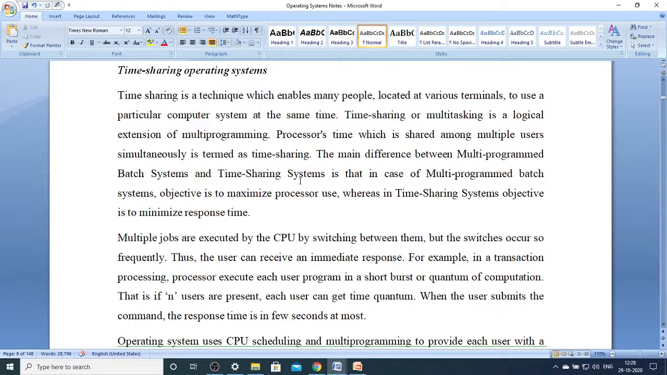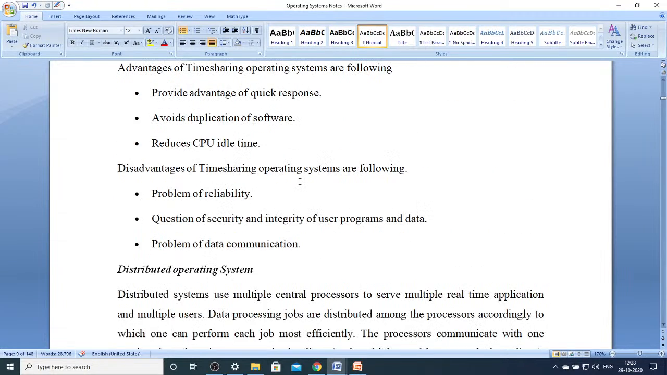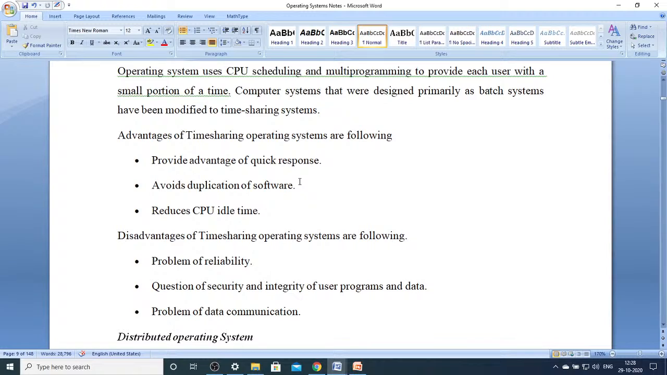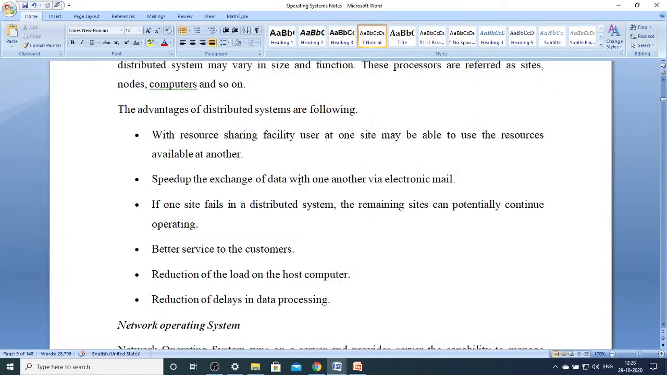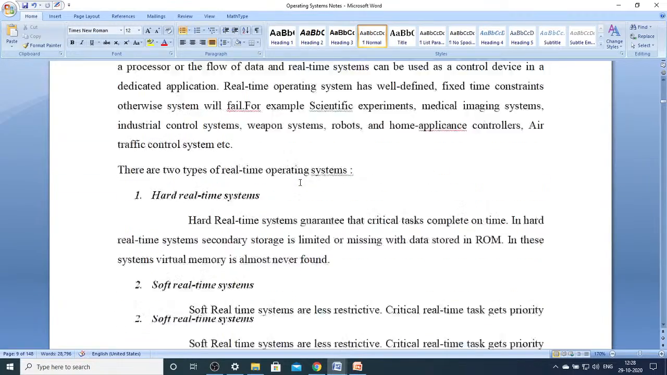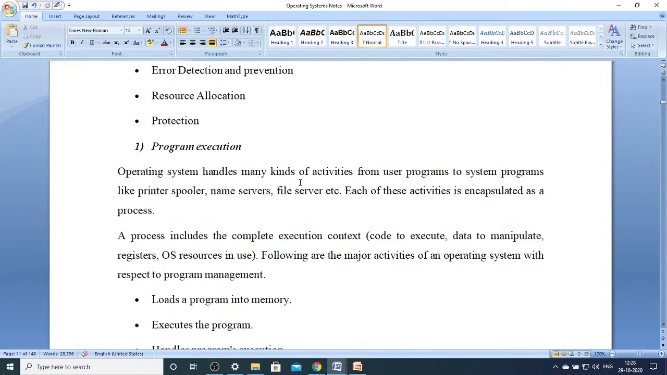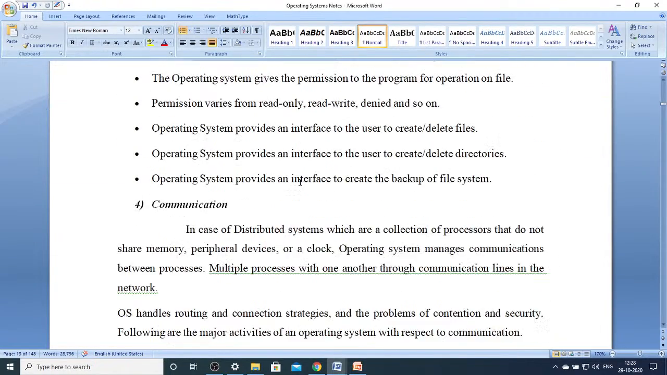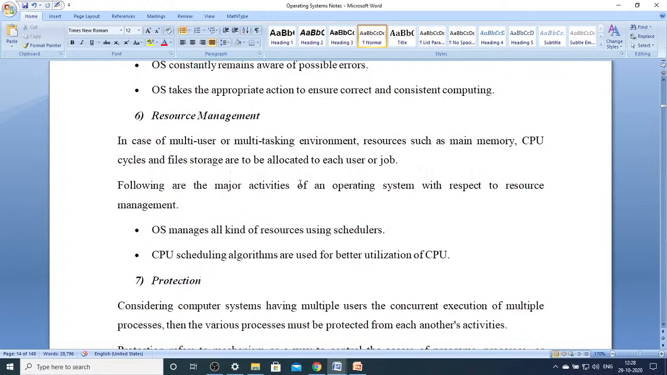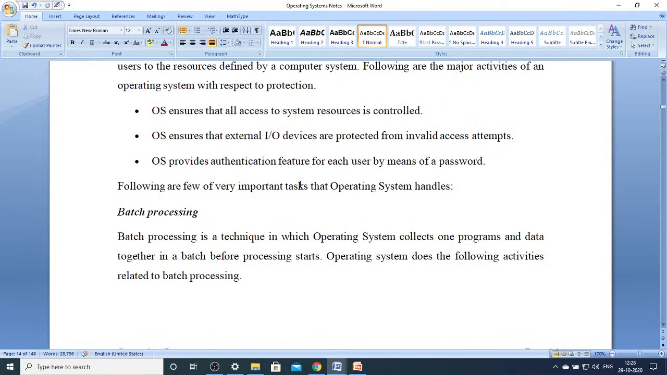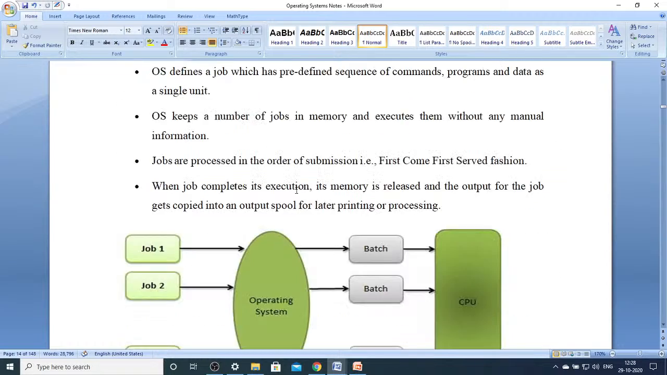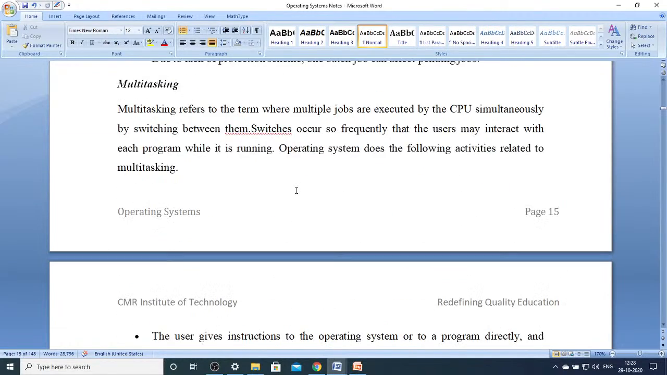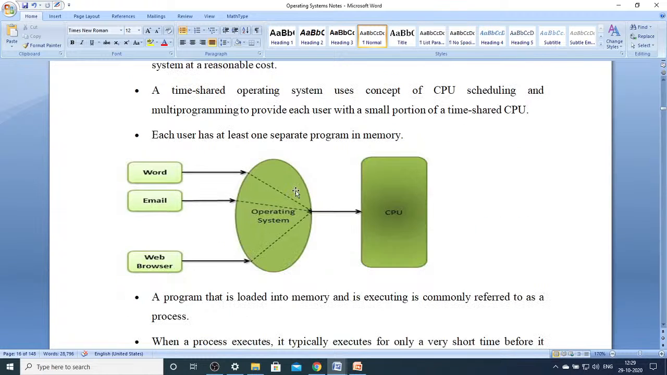And next we discussed the multi-programming systems. In multi-programming systems, we have more than one job residing in the main memory. And when we have more than one job residing in the main memory, whenever the CPU is idle, it can switch to the next job. That is the advantage of multi-programming. This is the example you can see in multitasking or multi-programming.